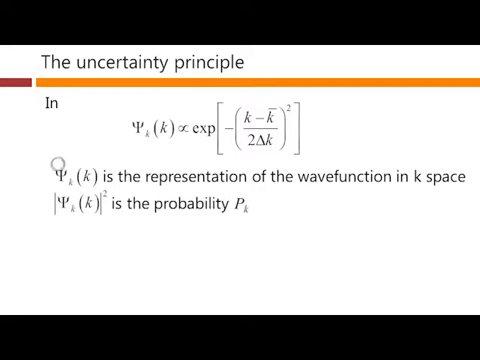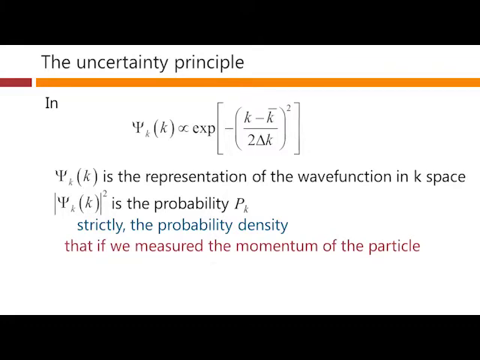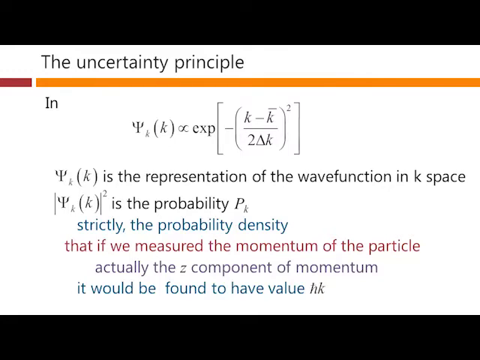And with that statement that these are the amplitudes in k space, then we can interpret the modulus squared of these amplitudes as being the probability p sub k, strictly the probability density in k space now, that if we measured the momentum of the particle, actually the z component of the momentum, because we're only working in one direction here at the moment, it would be found to have the value h bar k. So we're interpreting this as a probability or probability density that the particle would be found to have momentum in the z direction of value h bar k.